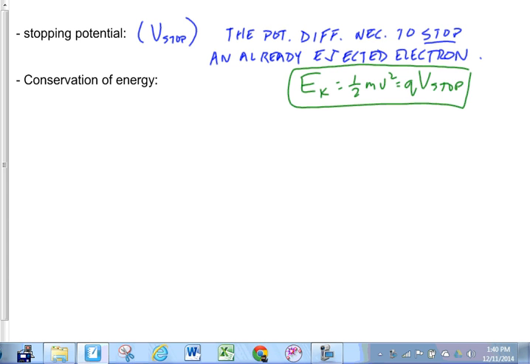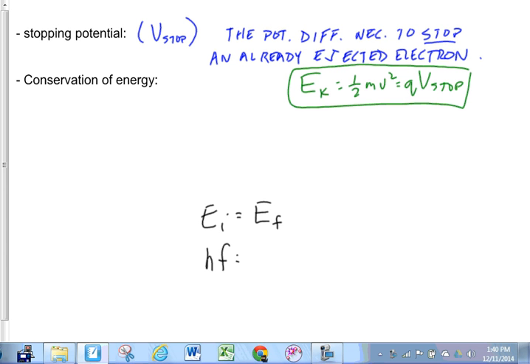The law of conservation of energy says initial energy equals the final energy. When we're ejecting an electron here, the initial energy that we have, the energy that we start with, is the energy of the photon, right? What causes all this to take place? It's the light, the photon that has an energy equal to h times f. So this is my initial energy, what I start with.